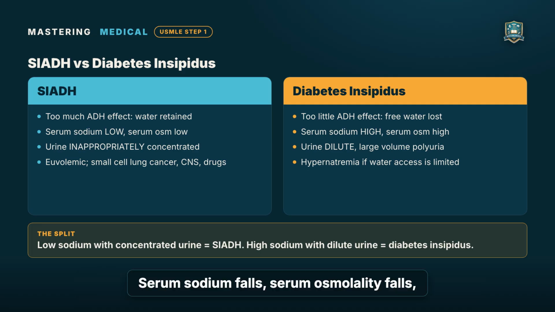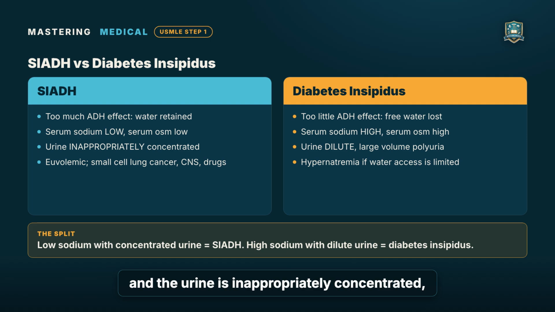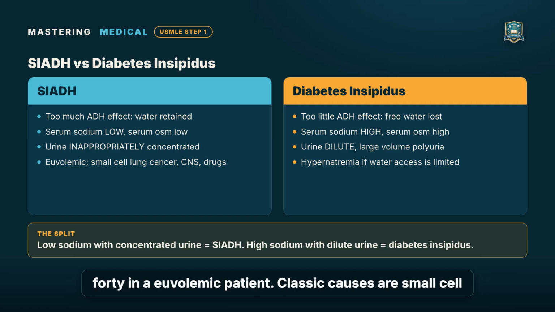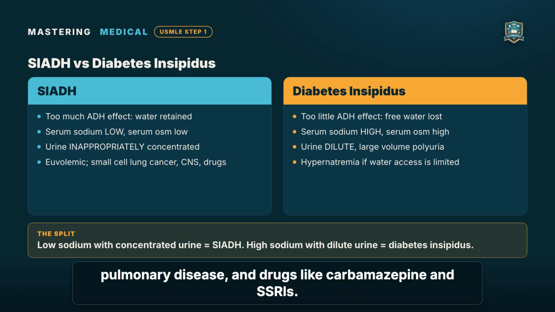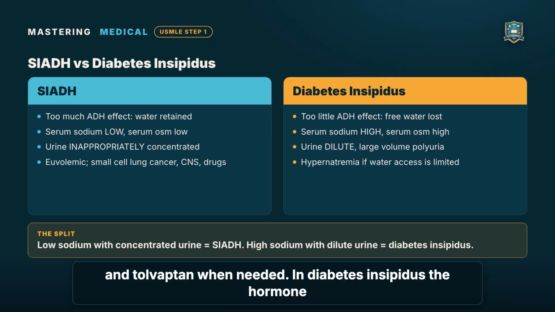Serum sodium falls, serum osmolality falls, and the urine is inappropriately concentrated, with urine osmolality above 100 and urine sodium above 40 in a euvolemic patient. Classic causes are small cell lung cancer, central nervous system disease, pulmonary disease, and drugs like carbamazepine and selective serotonin reuptake inhibitors. Management is fluid restriction, treating the cause, and tolvaptan when needed.